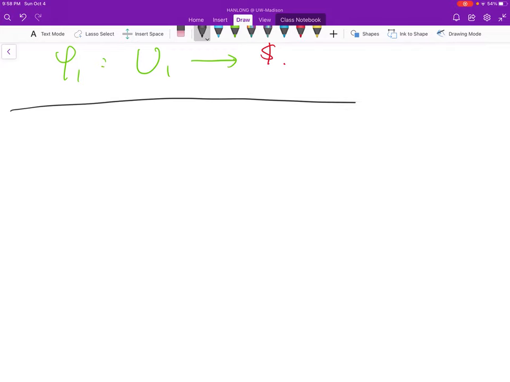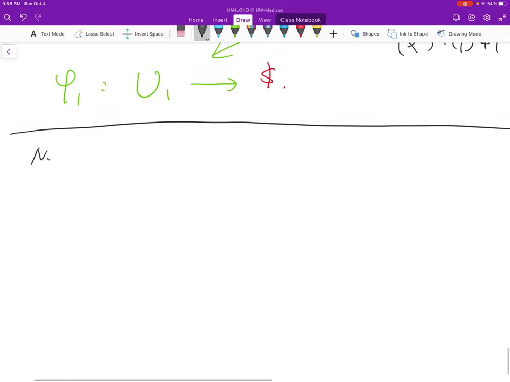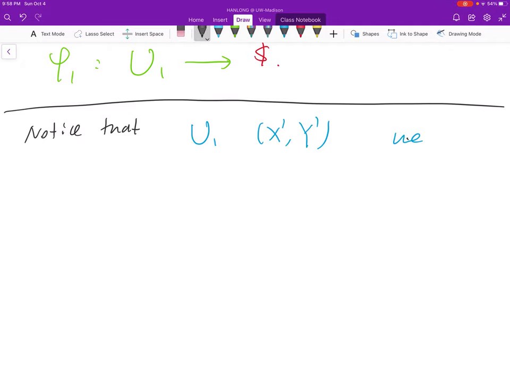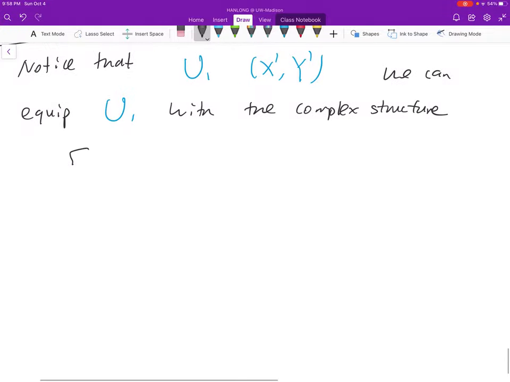And then we are going to give complex structures on U1 and U2. Note that in the above, U1 is equipped with the coordinates x prime, y prime. But actually, we know that R2 is equivalent to C. Then we can equip U1 with a complex structure z prime equals x prime plus i y prime.